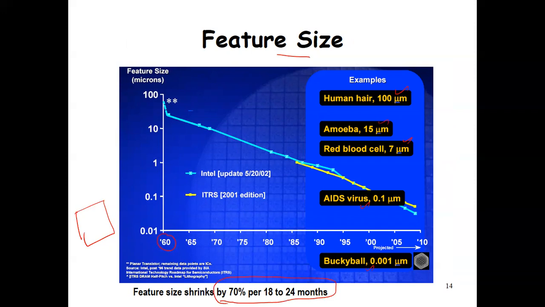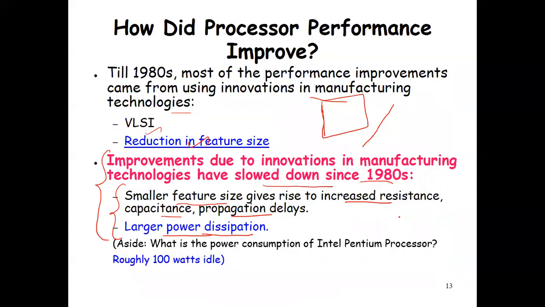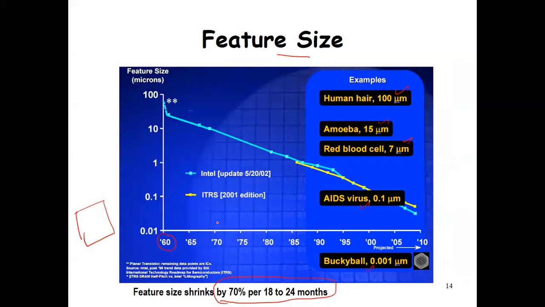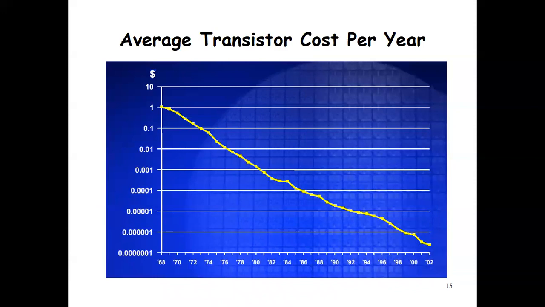But here you can see, even if you reduce the feature size beyond a certain point, it may create other issues. It may increase the resistance, capacitance, propagation delay, and it may lead to higher power dissipation. Okay, right? This diagram represents the transistor cost per year. This axis represents the cost of the transistor in dollars, and this represents the feature size.